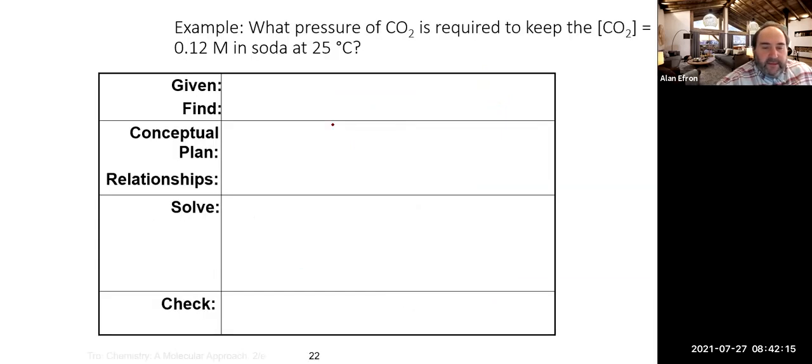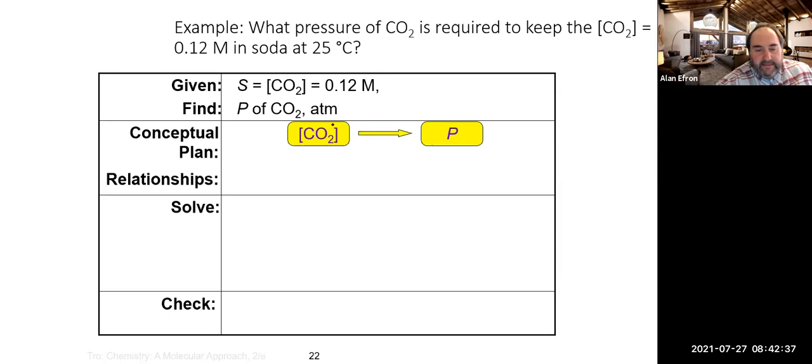So why don't you try this? What is the pressure of CO2 that's required to keep the concentration of CO2 at 0.12 in a 25 degrees Celsius situation here? The Henry's law constant that you can find for CO2 is 3.4 times 10 to the minus 2. So take a second and see what you come up with. Okay, so let's take a look here.